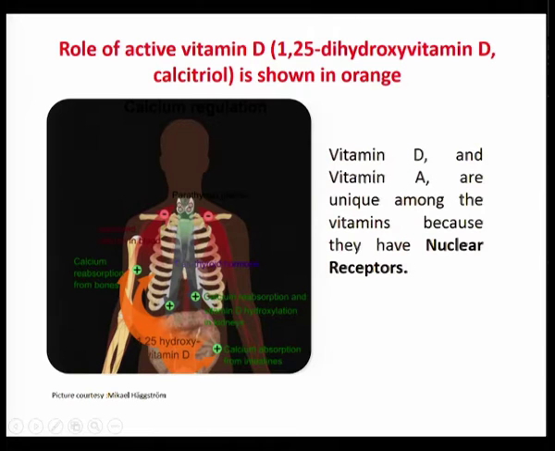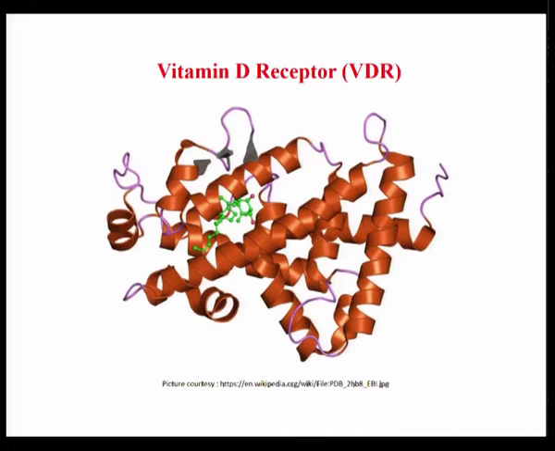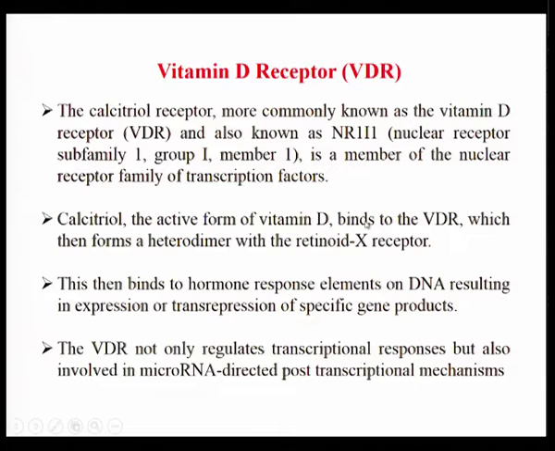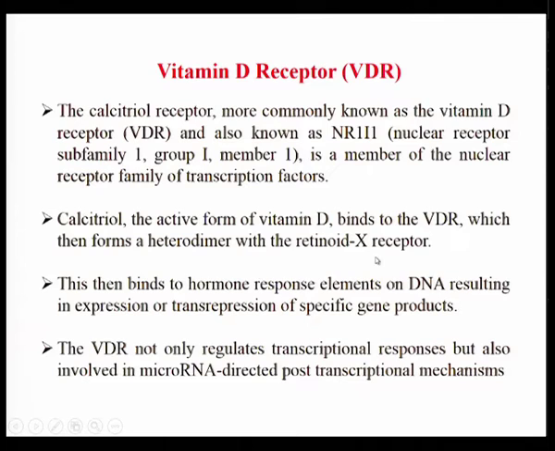Now we are going to look at how calcitriol is going to exhibit its function. This is the receptor, and now look at this. There is what we call a hormone response element, which is a DNA sequence we have seen earlier. Now there is something very interesting that happens over there. Once vitamin D binds to the vitamin D receptor, it forms a heterodimer with the retinoid X receptor.